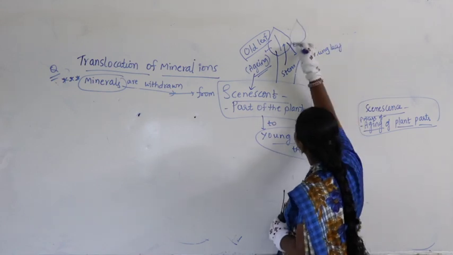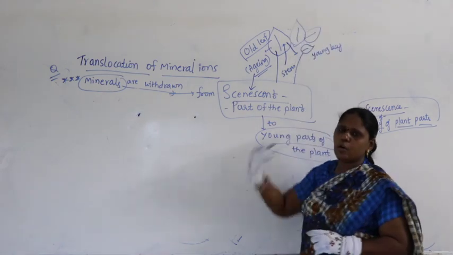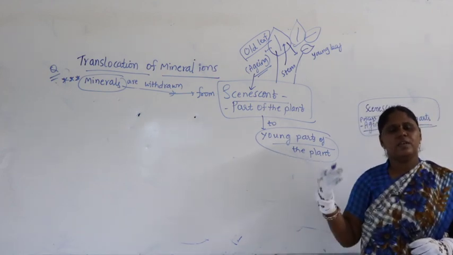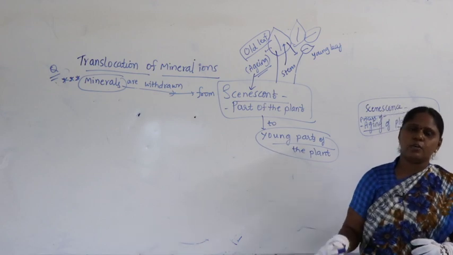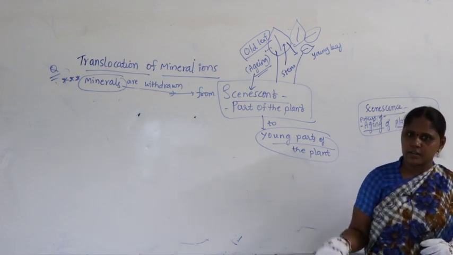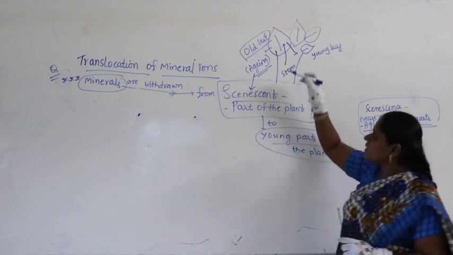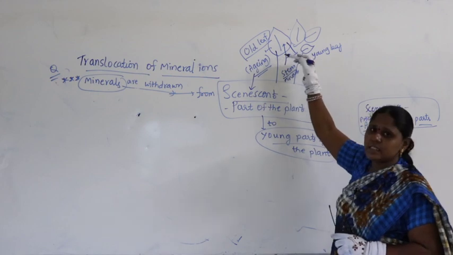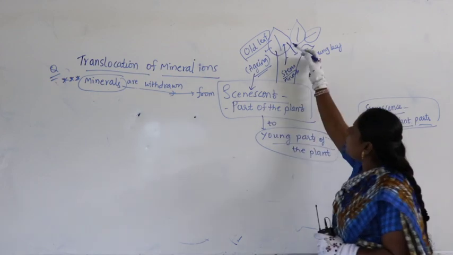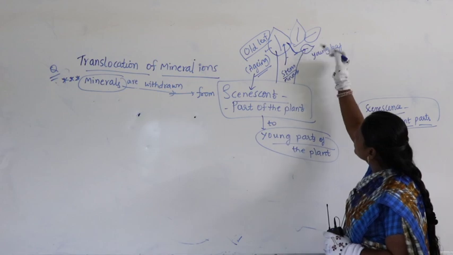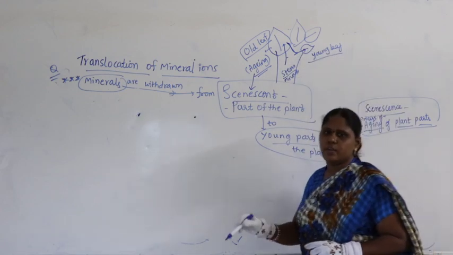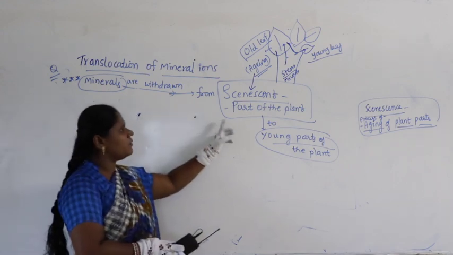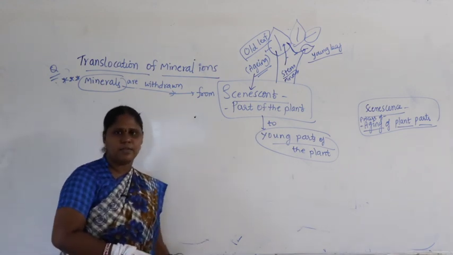So what is the use of supplying the nutrients to the old leaf when the leaf is about to fall down, when it is already matured and about to die? There is no sense in sending minerals to that part. At that time what happens? Stem will supply all minerals to the leaf, and once it comes to know it is a senescent part, all the nutrients are withdrawn and will be supplied to the young part of the plant. So what is the statement here? Minerals are withdrawn from the senescent parts of the plant to young parts of the plant.